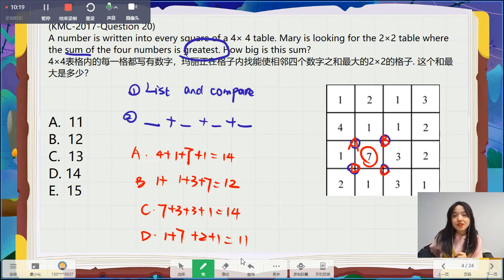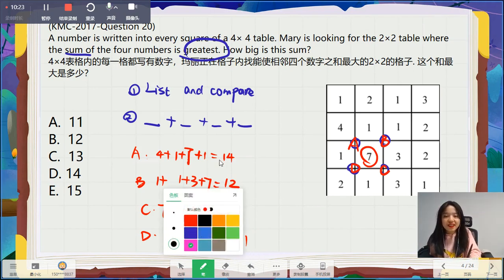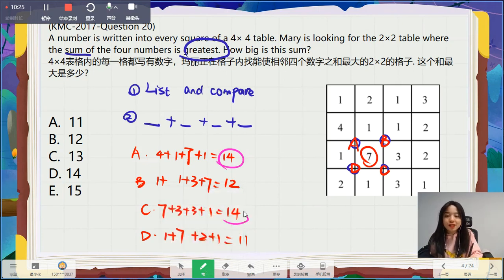So what is the greatest sum? You can find it now. It should be 14, but there are two different ways to make 14. But no matter which way, the answer, the greatest sum, should be D. Okay, so that's how we solve this question.